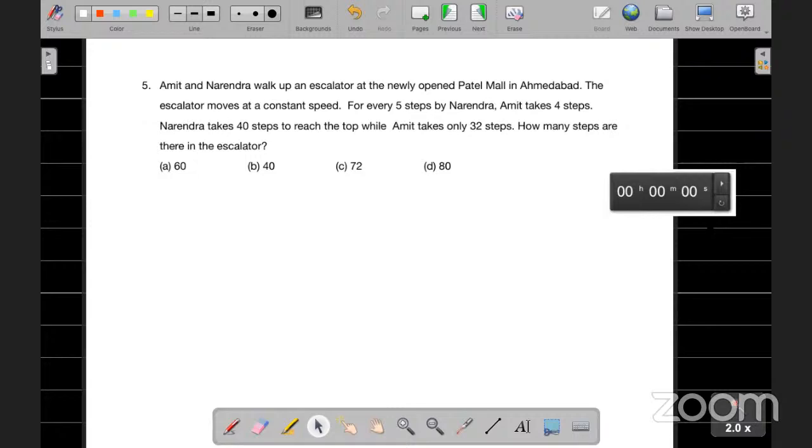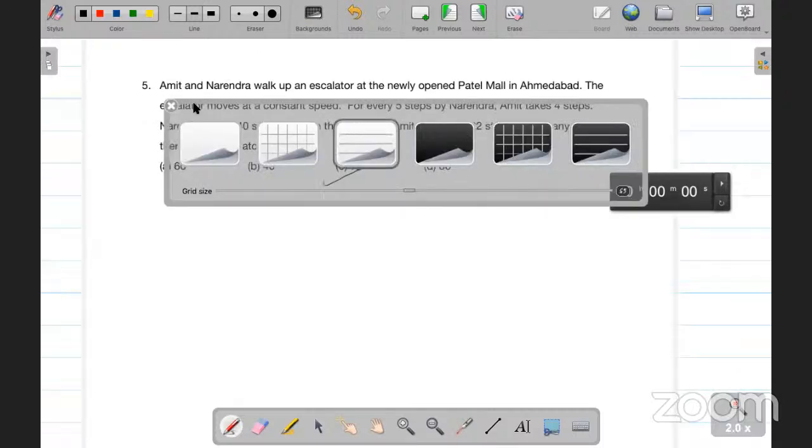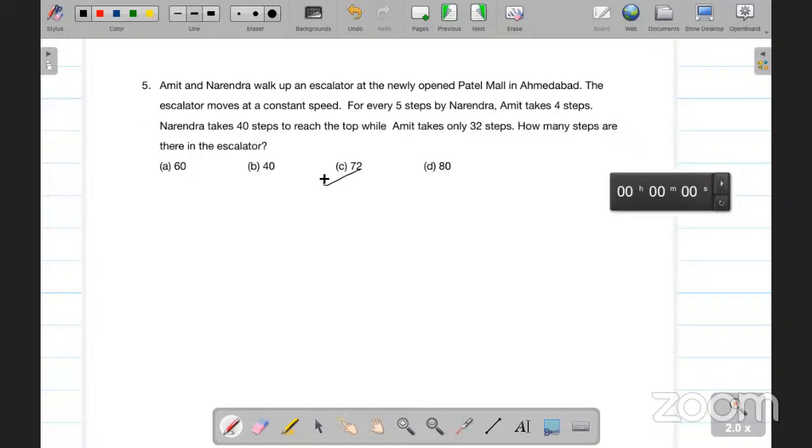Okay, anyone who got the answer? Okay, Anushka says 72. I guess 72 is the right answer here. So as I said, I will leave this solution right now and I will solve this question tomorrow. This will be the first question with which I will start my session tomorrow.